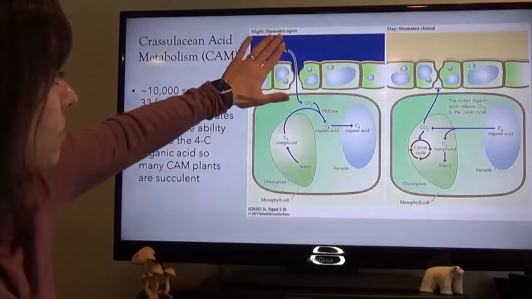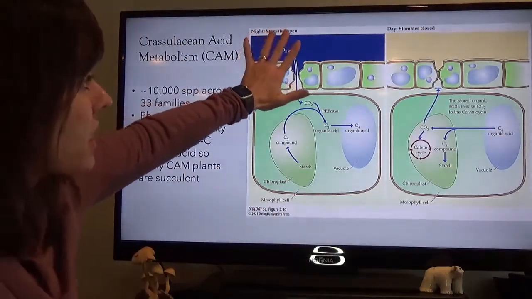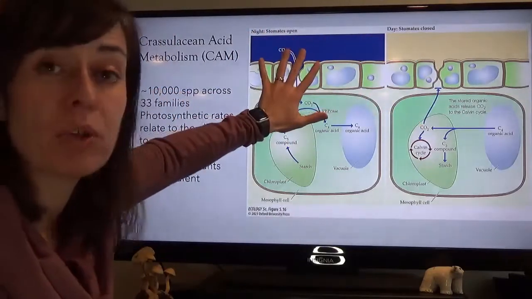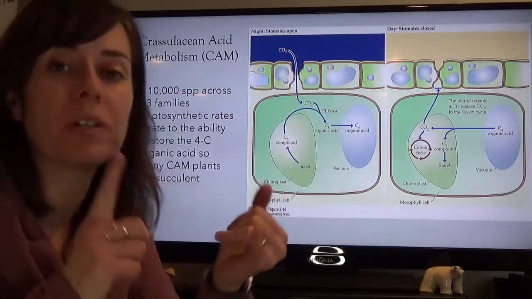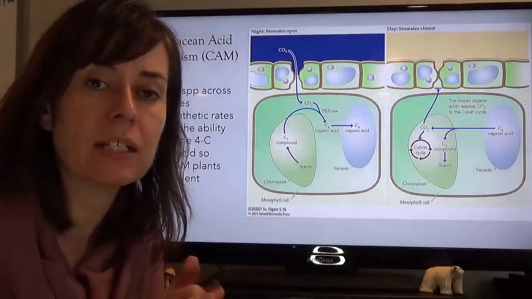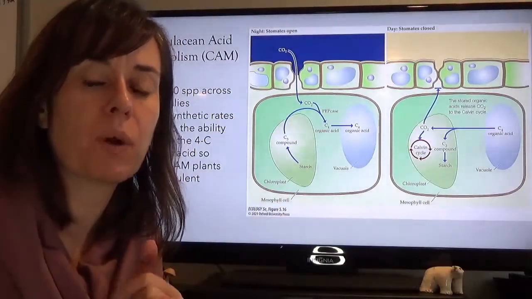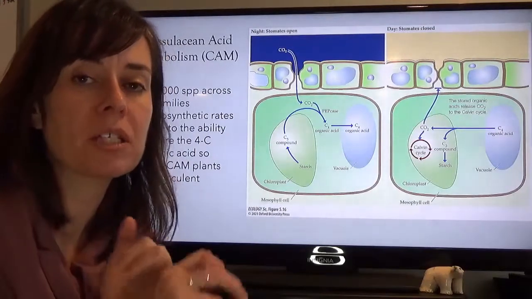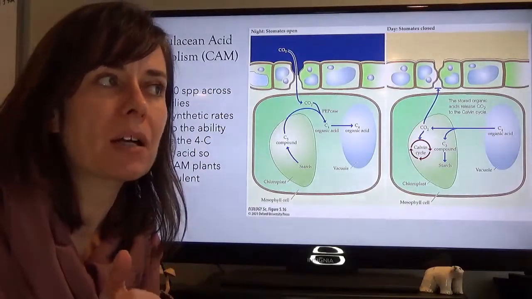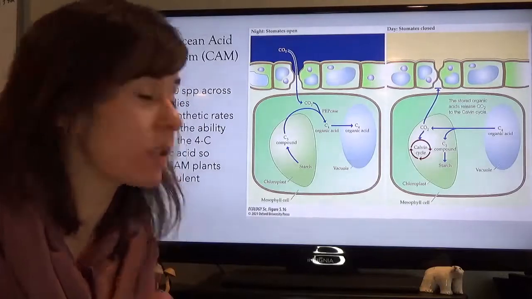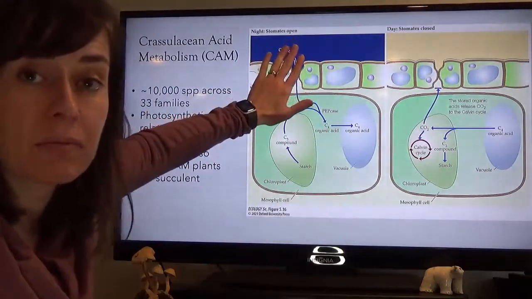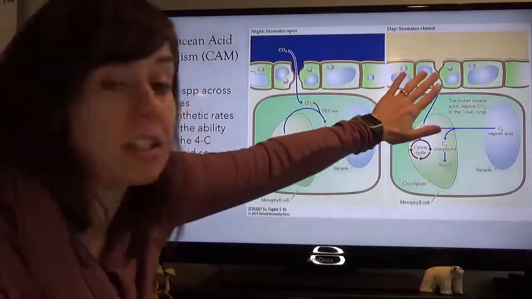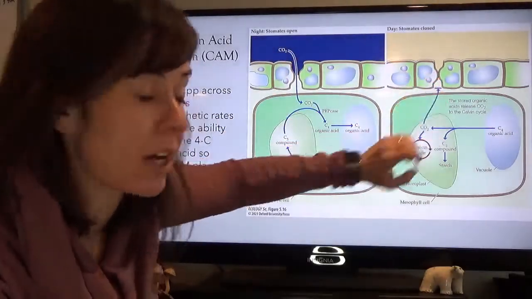Okay, and what happens here is that there is temporal separation of CO2 uptake and CO2 fixation. So in the nighttime, the stomates are open. This is the coolest, most humid point in the day. This is when we'll see the least water loss. And so this is really about minimizing water loss and improving water use efficiency. Okay, so CO2 is taken up through the stomates at night. And then during the day, the stomates are closed to prevent water loss.